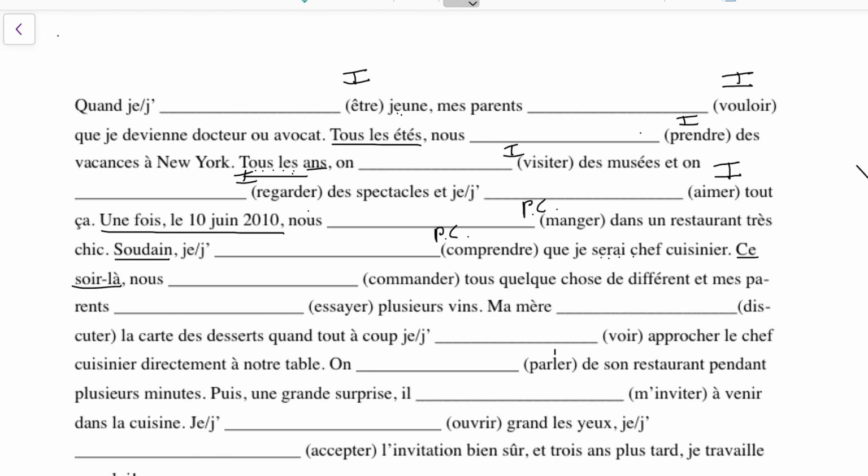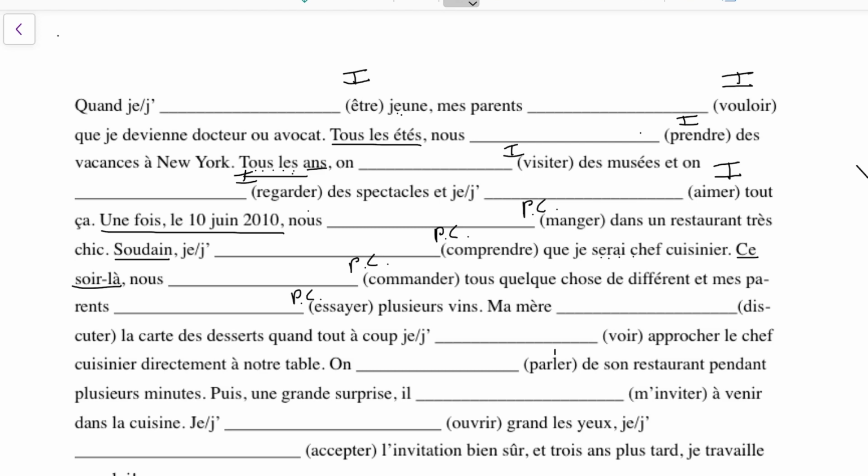Ce soir-là, that night. How many nights does that happen? Just the once. Nous with commander. We all ordered something different. So this should also be passé composé. Et mes parents blank with essayer plusieurs vins. They tried many wines. Still passé composé because it's just that one night.